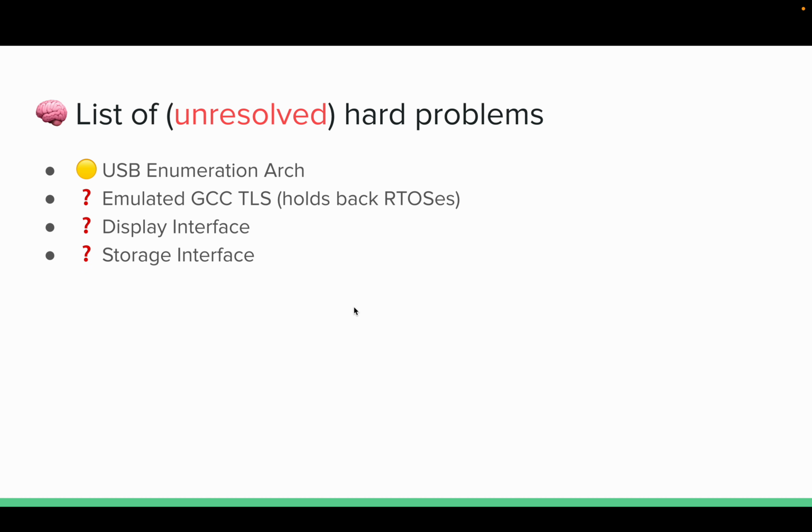So yeah. Now for some of the unresolved hard problems. We have USB enumeration architecture, which we've figured out for the most part, but we just need to actually put it into action. And then once we actually put it into action and really push it to its limits, or at least push it to the area that we think we want to be able to support or reasonably support, then we will say that, hey, this is resolved, but we're pretty much there. One of the interesting things that we have yet to figure out is emulated TLS and GCC, and this is what holds back support for RTOSes.